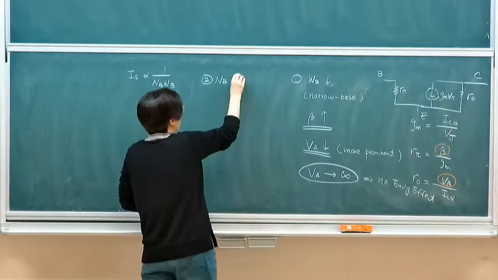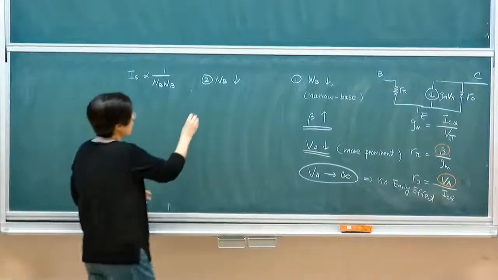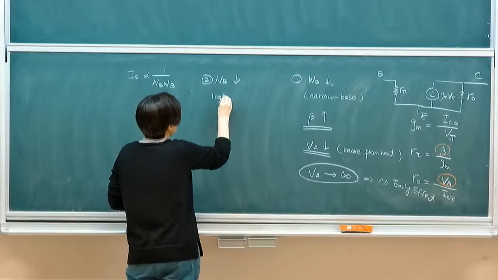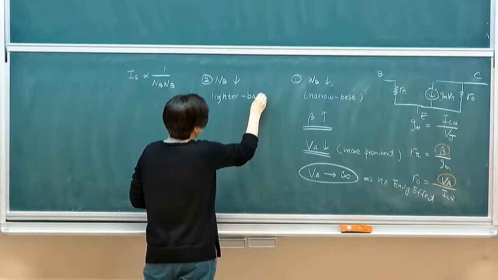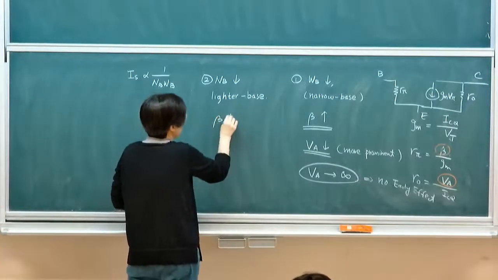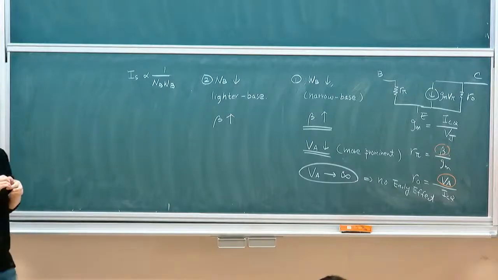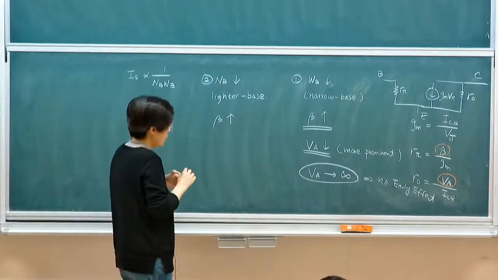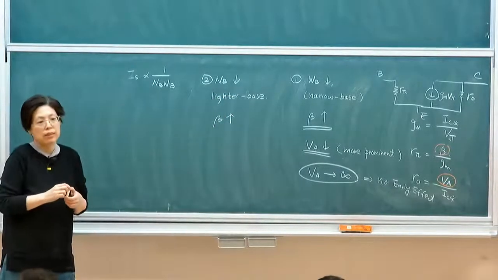So let's see what happens when you reduce NB. This is the lighter base. If I want to describe it, if I'm using a lighter base, the base is lightly doped. So this will also increase my beta if the other structures remain the same, my emitter and collector remain the same. So what is the impact? What do you think? What do you expect your early voltage to do? Will it increase or decrease?